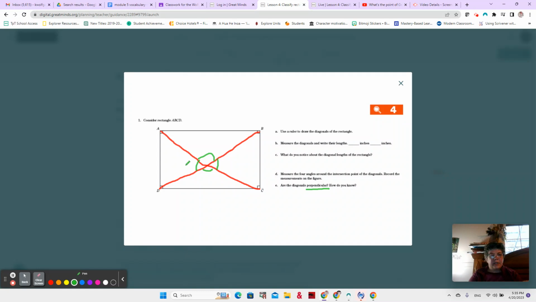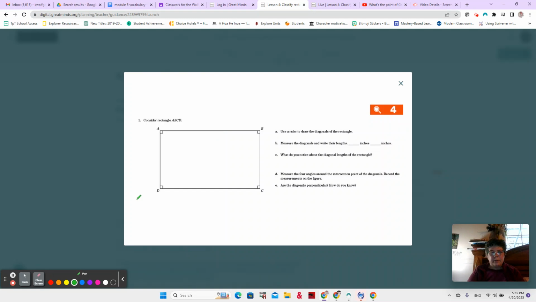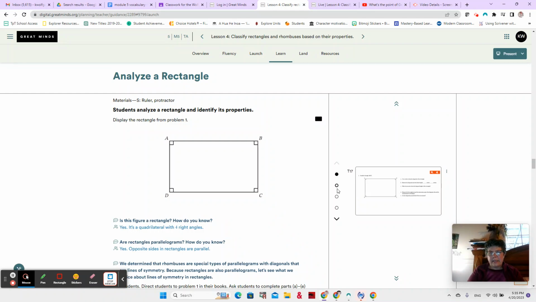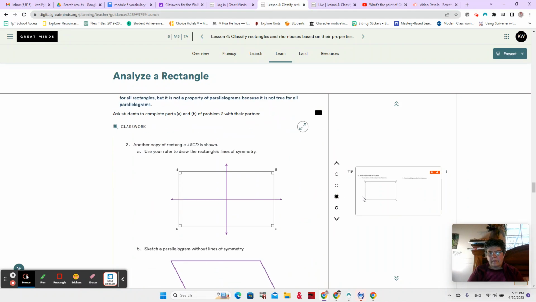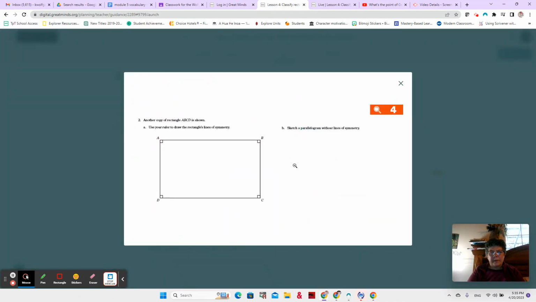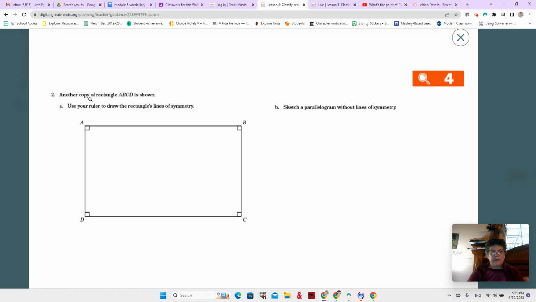Okay, nice job. Now let me see if I can clear that off. And we're going to go to page 27, which is your next page. And we're going to look at the next. There we go. Okay. Now, number 2, it says another copy of rectangle ABCD is shown. Use your ruler to draw the rectangle's lines of symmetry.